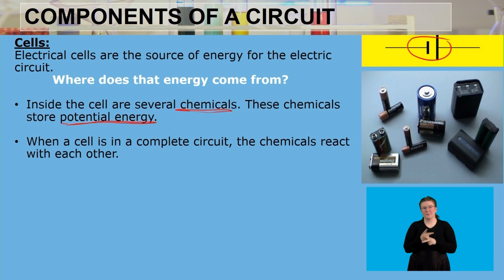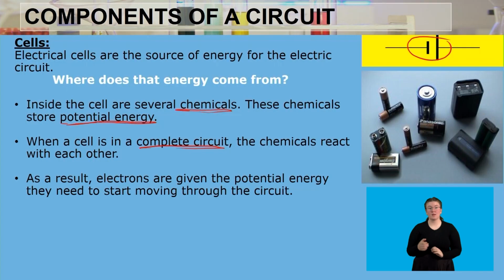Now, when a cell is in a complete circuit, the chemicals inside that particular cell will start to react with each other. And when they start reacting with each other, they will give potential energy to the electrons. As a result, the electrons are given the potential energy that they need to start moving through the circuit.